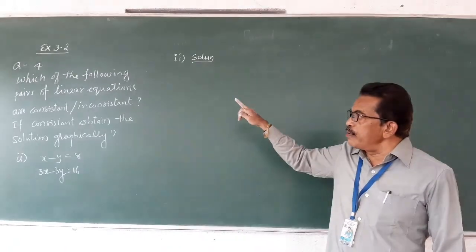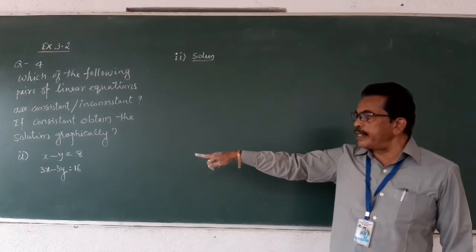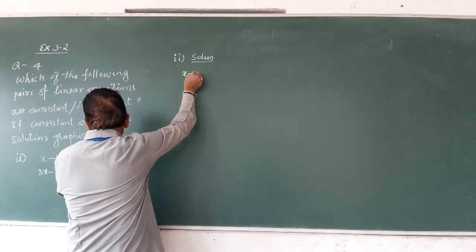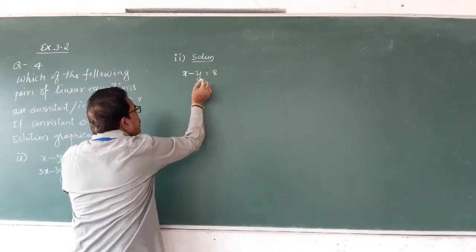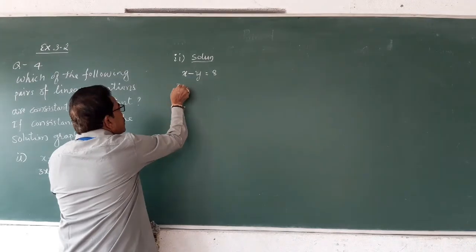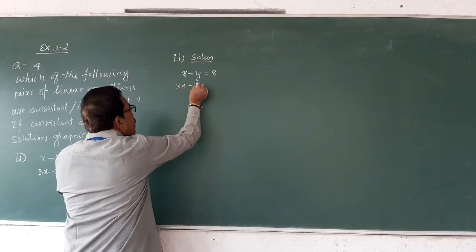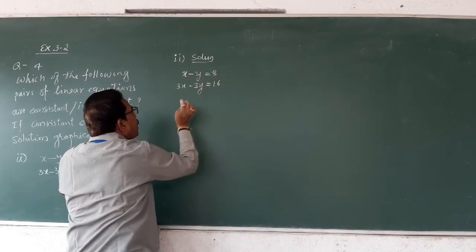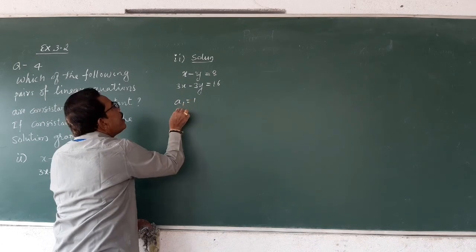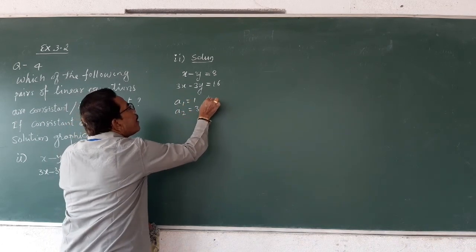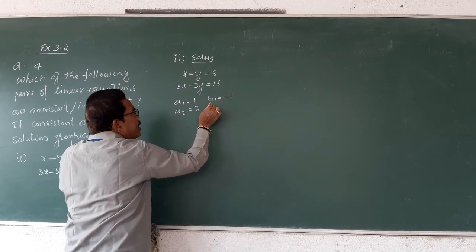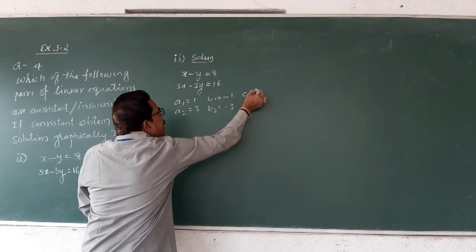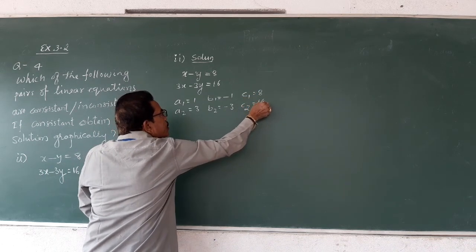Okay, see the second one. x minus y equals 8, and 3x minus 3y equals 16. a1 equals 1, a2 equals 3, b1 equals minus 1, b2 equals minus 3, c1 equals 8, c2 equals 16.